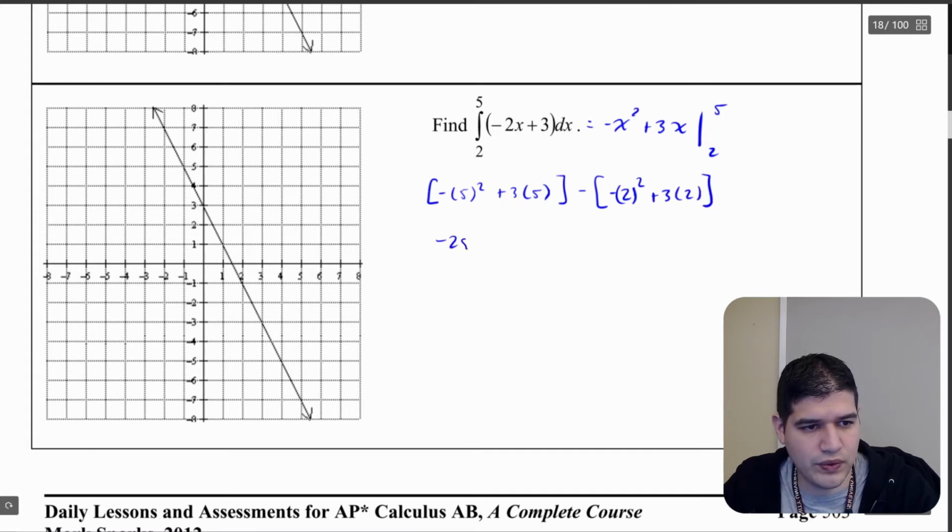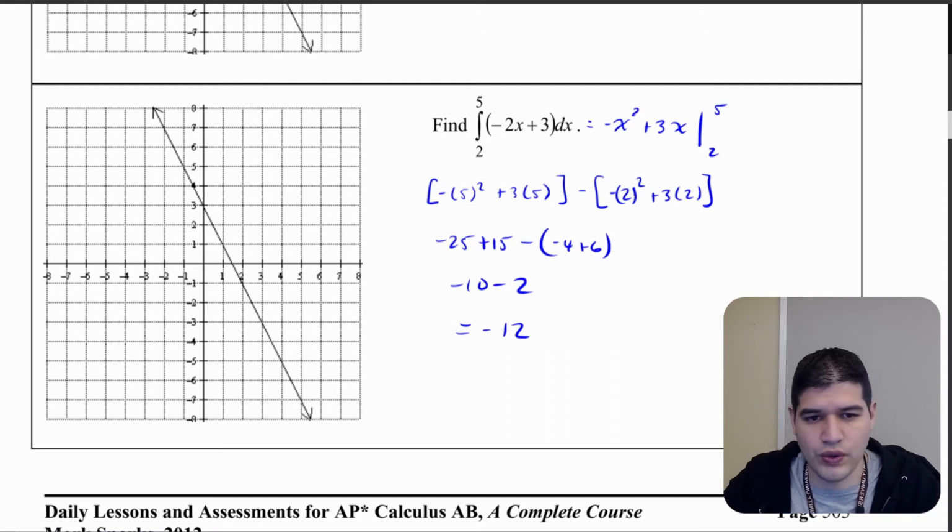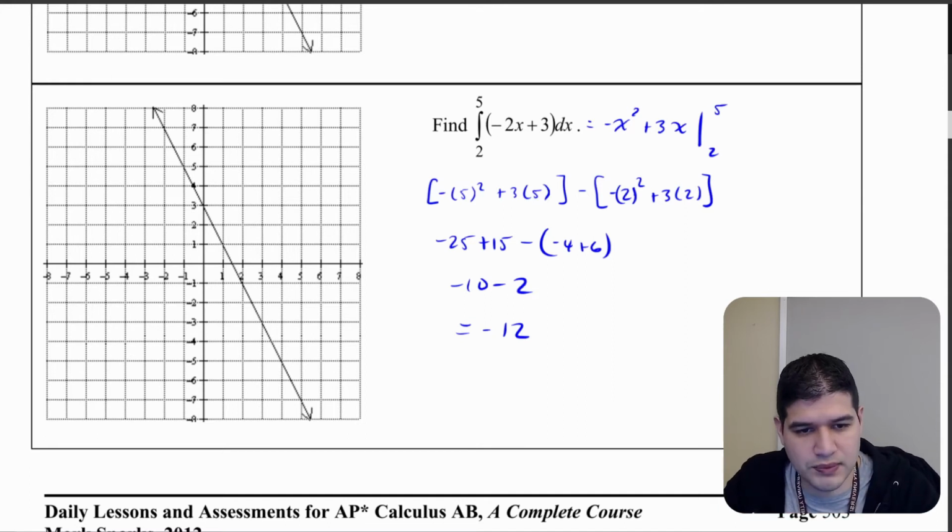All right, so I get negative 25 plus 15 minus negative 4 plus 6. So then that's negative 10 minus 2, which comes out to be negative 12 in this case. So again, in this graph, we're going from 2 to 5. So let's mark this off. So from here, 2 to 5.